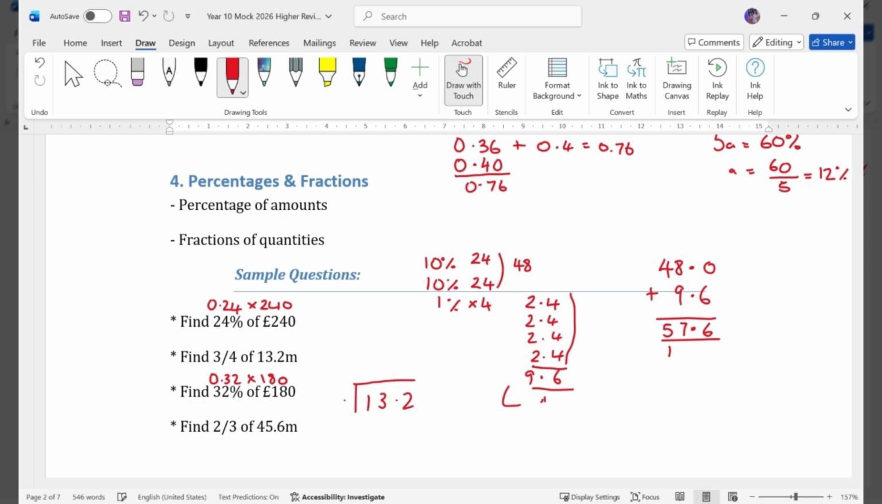13.2, divide by the bottom number. 4 doesn't go into 1, goes into 13, 4, 8, 12, 3 times remainder 1, and goes into 12 3 times again. So 3.3, okay? And then divide by the bottom and times by the top. Again, we could do that as an adding up sum, 3.3 add 3.3 add 3.3, but I'm pretty confident I'm not going to do a written method for that because I think you'd get that, okay? Try the same, chaps, with these two.